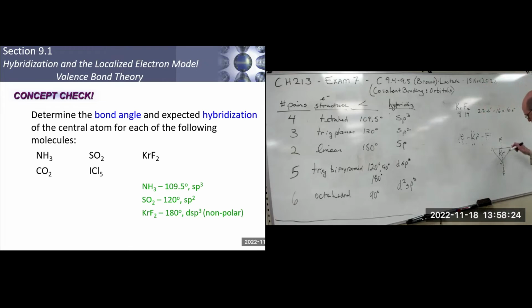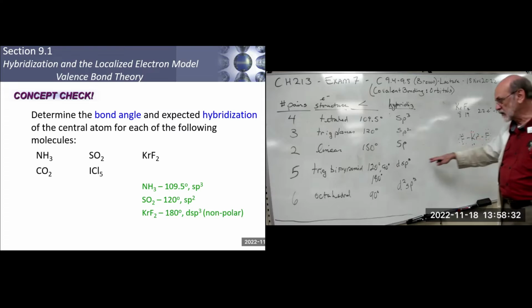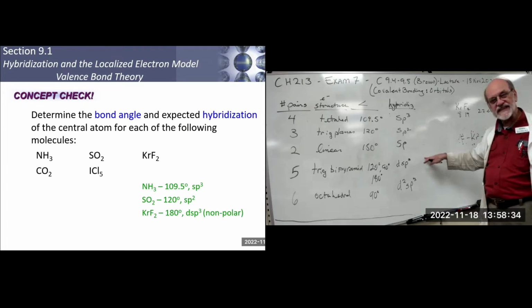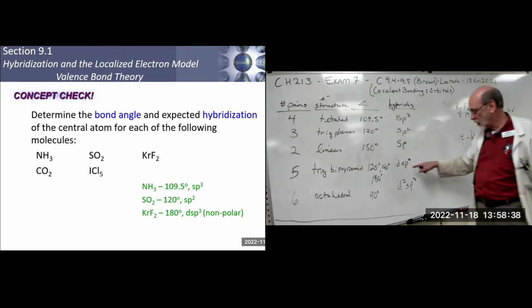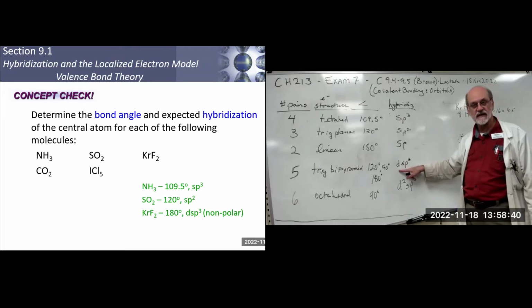But we have 5 effective pairs around the krypton, which means trigonal bipyramid, dsp3 hybridization. We need 5 orbitals. The only way you can get that is one of these. D, S, 3 P's makes 5.